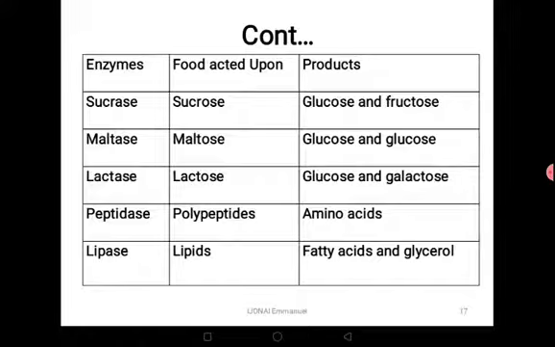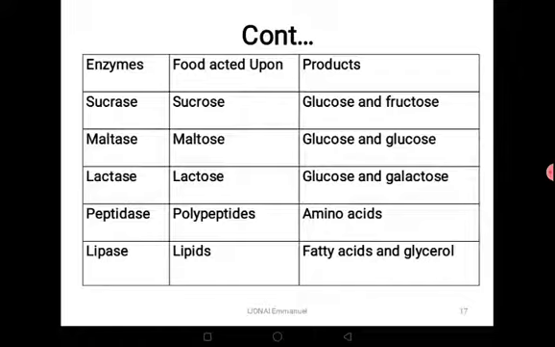Peptidase enzyme, breaking down polypeptides. Remember, polypeptides were produced from the stomach, by the action of pepsin and the action of trypsin in the duodenum. Now those polypeptides are broken down by peptidase into amino acids, which are the final building blocks for proteins, which can easily be absorbed by the body.